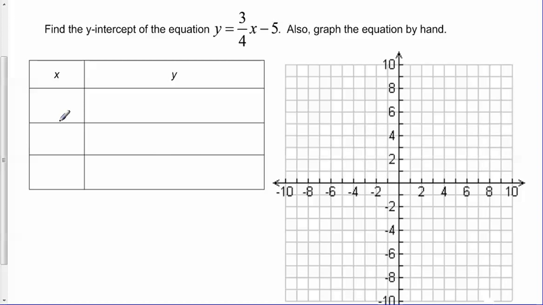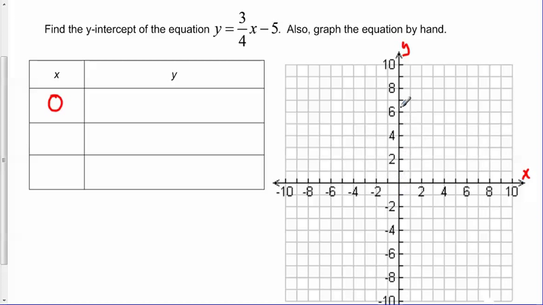So it's always a good idea to choose x equals 0 for a couple of reasons. One is that working with x equals 0 makes my math easy for me. And also remember, anytime that I have x equal to 0, I'm sure to have my y-intercept. Because if I have a point that's on the y-axis, which is where we would find a y-intercept, here's my y-axis, and here's my x-axis.